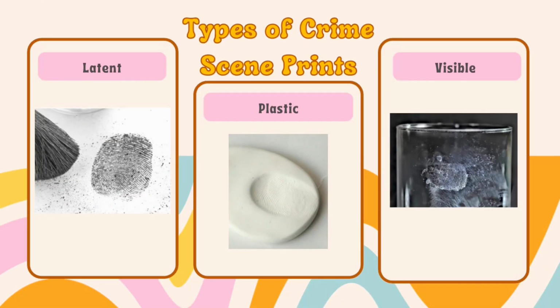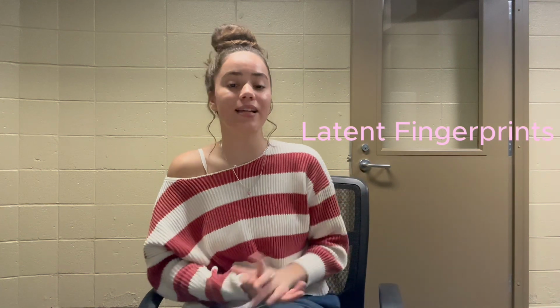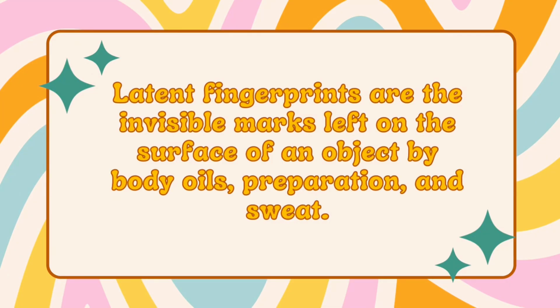Now let's get into the 3 kinds of fingerprints we see on crime scenes: latent fingerprints, plastic fingerprints, and visible fingerprints. Visible fingerprints can be seen with the naked eye. Plastic fingerprints can be seen by the naked eye too, but they are actually a ridged impression of the fingerprint. Latent fingerprints cannot be seen by the naked eye. They're made by impression caused by the transfer of body oils, perspiration, sweat, and fingerprint ridges left on the surface of an object.